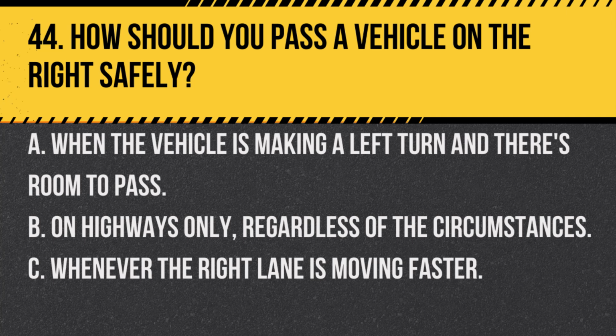Question 44. How should you pass a vehicle on the right safely? A. When the vehicle is making a left turn and there's room to pass. B. On highways only, regardless of the circumstances. C. Whenever the right lane is moving faster. Answer: A. When the vehicle is making a left turn and there's room to pass. This is one of the few situations where passing on the right is legally permitted and safe.